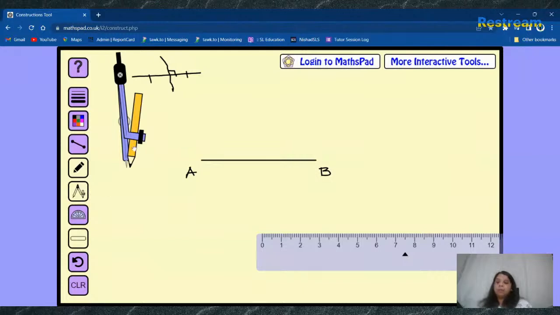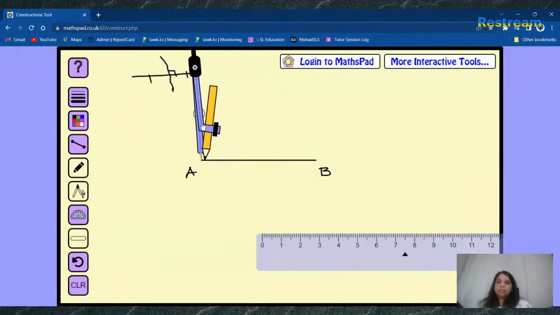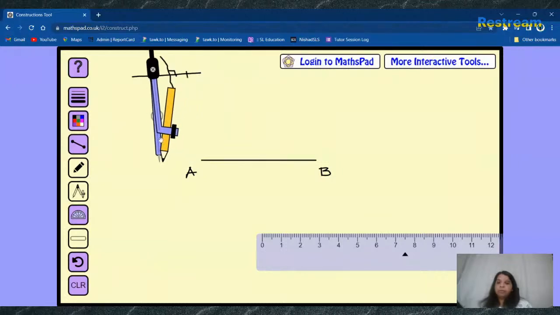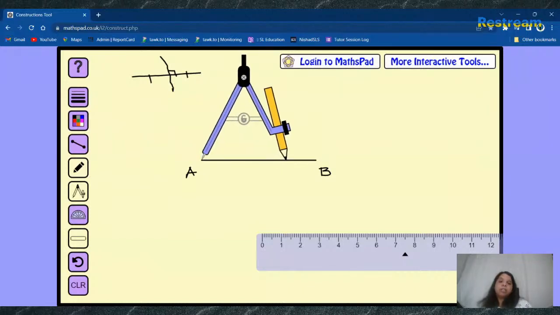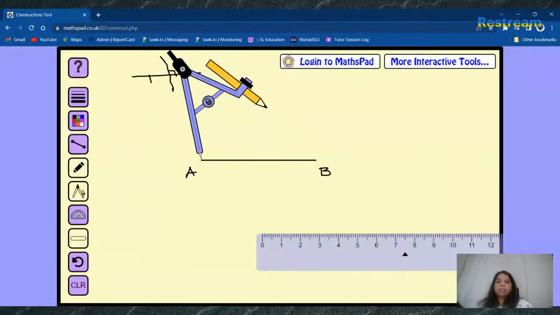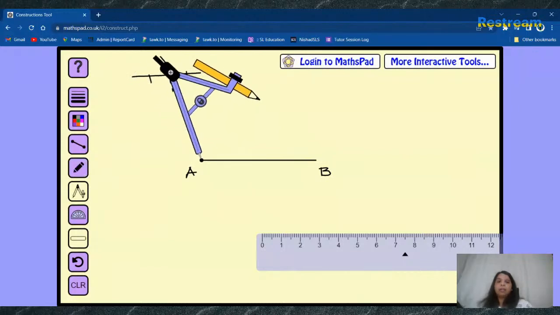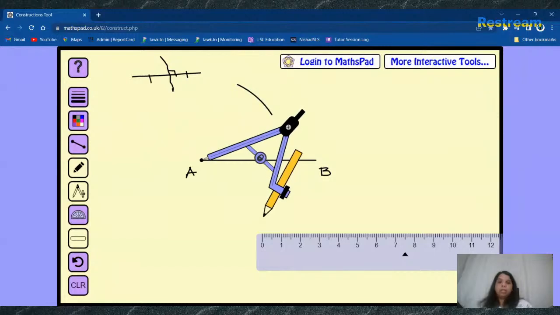Now I'm going to take my compass, place its tip over here, and I'm going to measure a distance which is roughly, you can guess, more than half. Okay, and I'm going to lock this distance. Here I have the ability to lock the distance. Not all compasses, actual compasses, have this ability. So you're going to take this and draw an arc here, and then you're going to take this and draw an arc here.